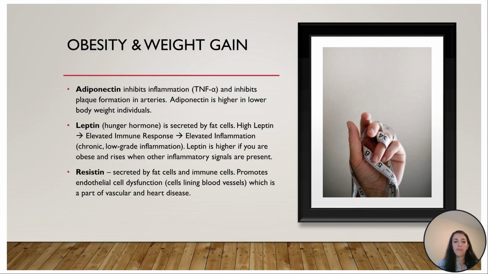Resistin is another hormone secreted by fat cells as well as immune cells, and that can promote something called endothelial dysfunction. So endothelial cells are the cells that line your blood vessels, and you really want them functioning well. Endothelial cell dysfunction is a big part of cardiovascular disease, and so if we can reduce any kind of harm to those cells, we'll talk about ways we can do that later, but in part it would be getting resistin levels to be lower is our goal.